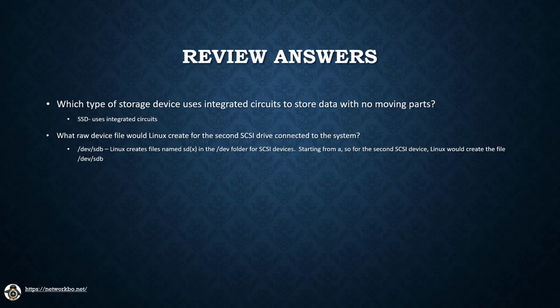And here are your answers. Which type of storage device uses integrated circuits to store data with no moving parts? That'd be an SSD. What raw device file would Linux create for the second SCSI drive connected to the system? That'd be the /dev/sdb.